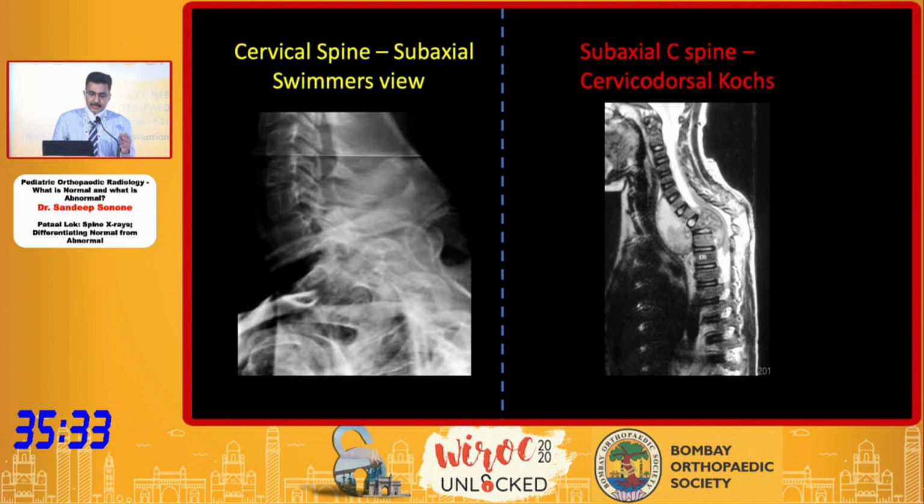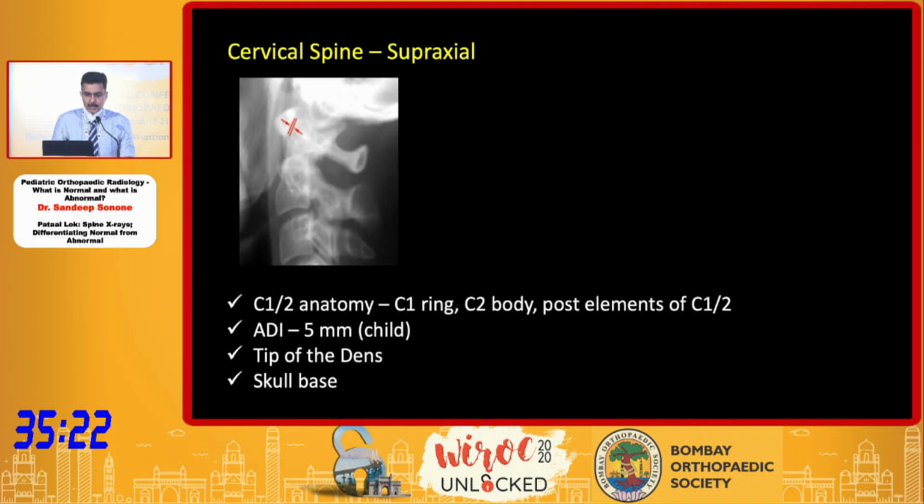Certain radiological examinations like a swimmer's view, which is essential, and an open mouth view, which are essential for you to have a diagnosis or suspect a diagnosis in a particular area. In the supraaxial spine, you need to be aware of the normal anatomical landmarks, that is the C1, C2 anatomy. Follow the C1 ring, the C2 body, and the posterior elements of the C1, C2. The atlantodense interval is normally up to 5 millimeters in children. You need to make a mental note of the tip of the dens and the skull base.